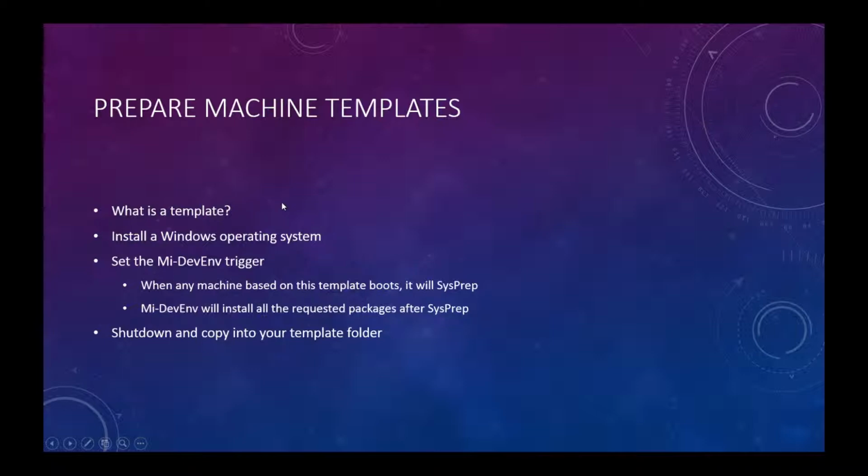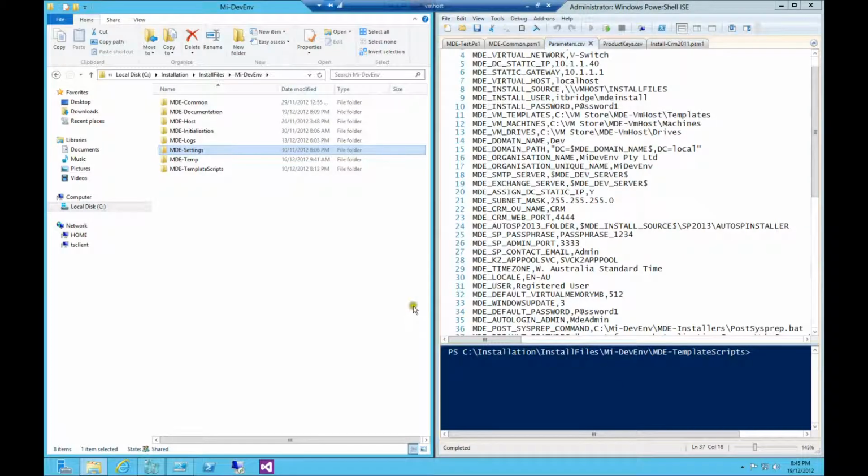The next thing that you're going to want to do is prepare your virtual machine templates. So a template is just that, it's a virtual machine which has an operating system installed. And once the operating system's installed, you can then set the Mi-DevEnv trigger, that is to say that a script is run, it sets some registry values, and then it shuts the machine down. You then copy that to a safe place where it's used as a template, and every time any machine uses that template as the base and it's switched on, the machine will sysprep itself and install all of your software packages automatically. So let's have a quick look at how to do that.